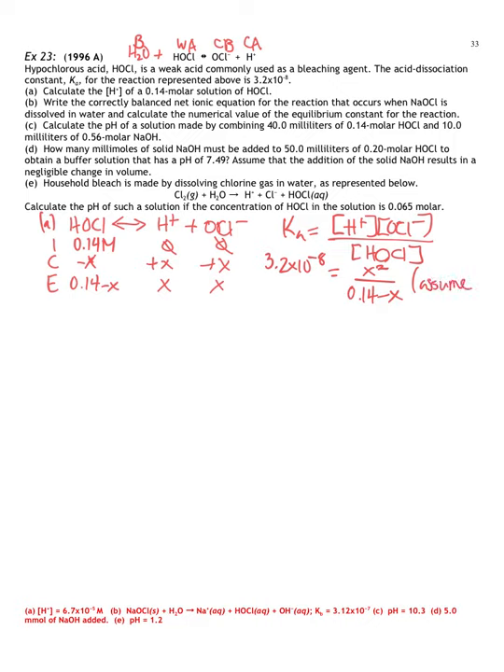Assume x is so small compared to the number that is being subtracted, which is the original concentration of my acid. And when that's the case, I can zero this out and cross it out, and I just have to solve this problem. So x, when I solve this, I calculated this already, and it equals 6.69 times 10 to the negative 5th.